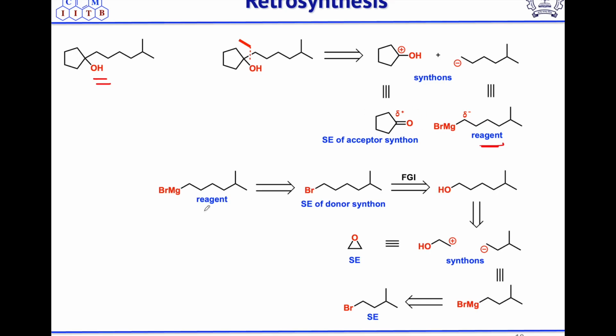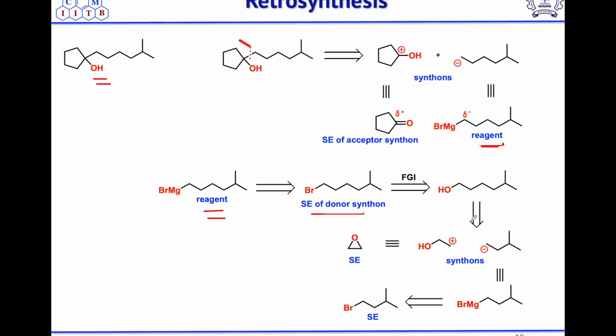Now this donor synthon we could easily get from the corresponding Grignard reagent. And for this acceptor synthon, what will be the synthetic equivalent? The synthetic equivalent will be the corresponding cyclopentanone. Now for the donor synthon, what will be the synthetic equivalent? Obviously the corresponding alkyl bromide. So this is the synthetic equivalent for the donor synthon, and the reagent is this Grignard reagent. Now this bromo compound we could get from this alcohol. Already we discussed similar problems in the last examples, so we could easily convert this alcohol to bromide.